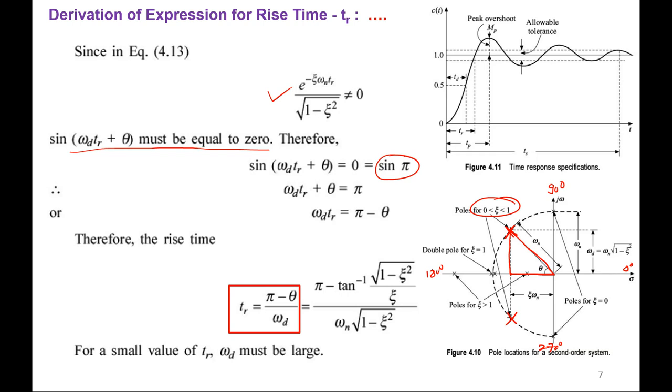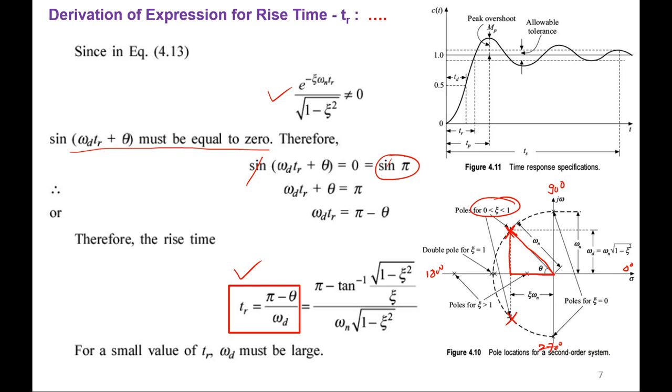Then sine can be removed on both sides, then omega d tr plus theta is equal to pi. So omega d tr equals pi minus theta, then what is tr? tr equals pi minus theta by omega d. So this is the expression for rise time: tr equals pi minus theta by omega d.